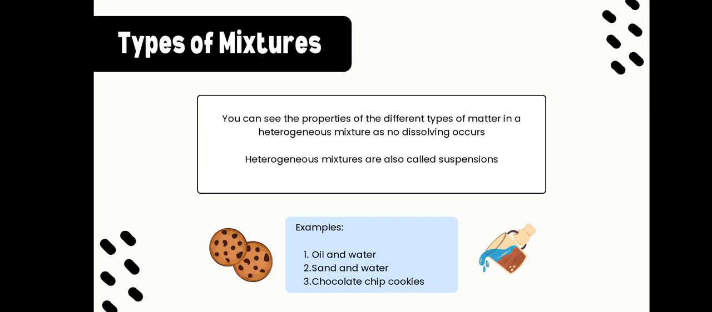Now students, there are two types of mixtures. One is heterogeneous and the second one is homogeneous. Now you can see the properties of the different types of mixtures. In a heterogeneous mixture no dissolving occurs, because heterogeneous mixtures are suspensions, they don't dissolve. For example, oil cannot be dissolved in water, sand cannot be dissolved in water, and chocolate chip cookies are mixtures that can't be dissolved.